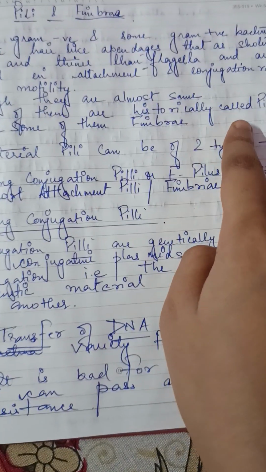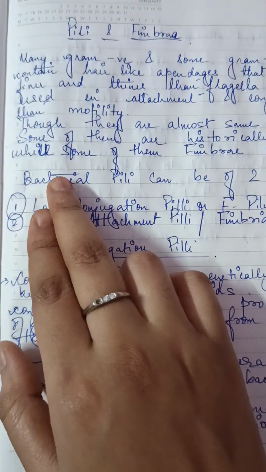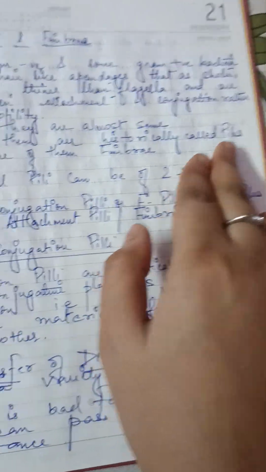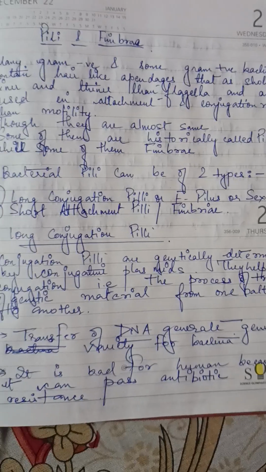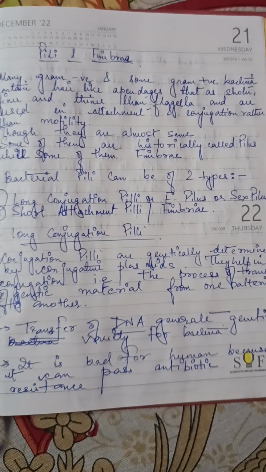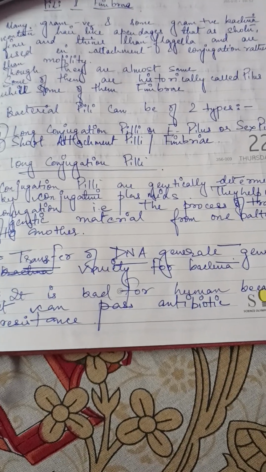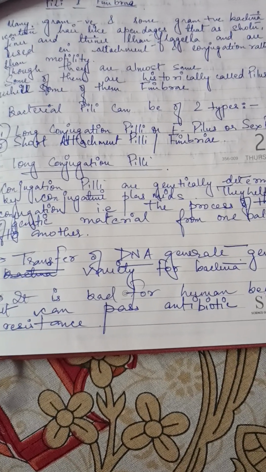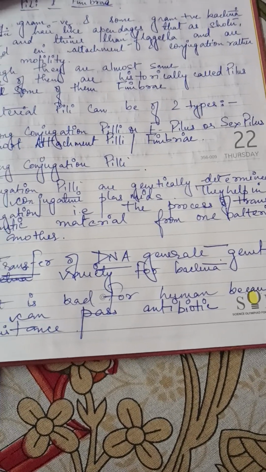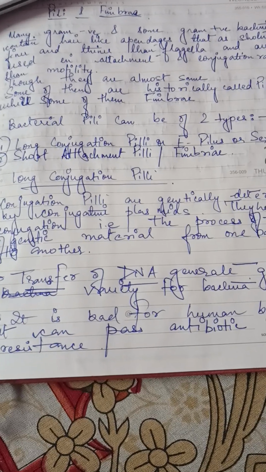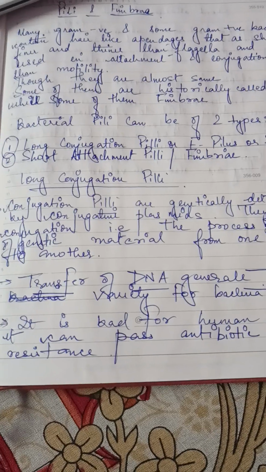Though they are almost the same, some of them are historically called pili, and some of them are called fimbriae. Next, if we talk about pili, pili can be of two types. First is long conjugation pili, or F pili or sex pili, and second is short attachment pili, or fimbriae.